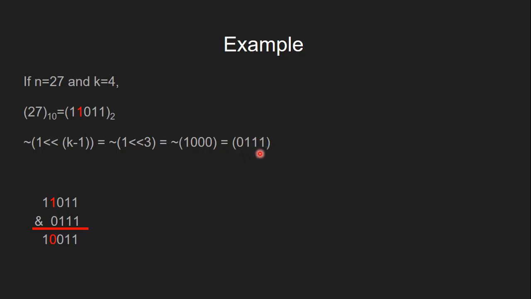If you look at this number, all the bits are set except the kth bit, that is the fourth bit in this number. And when we perform AND operation on these two numbers, the result has all the bits same except the kth bit which is 0 now.